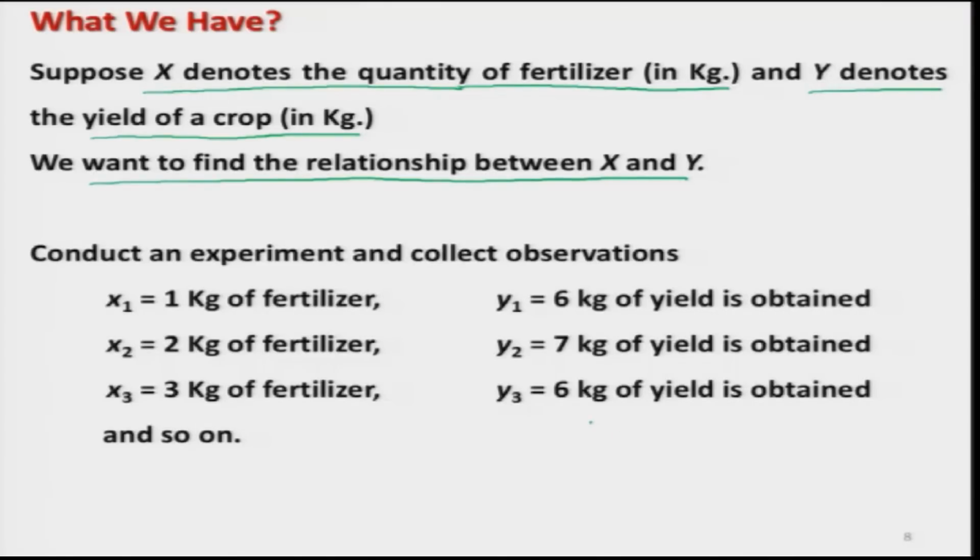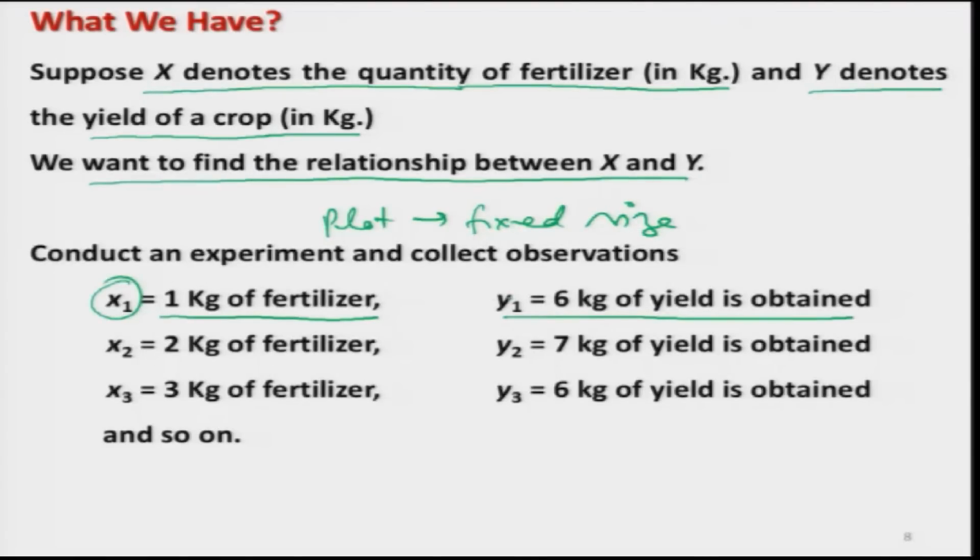So, now we conduct the experiment and collect the observations in the following way. Suppose I take a plot of some fixed size, I do not change the size of the plot, and then we put 1 kilogram of fertilizer in the field, and after some time we get, say, 6 kilograms of yield. This is going to give us the value of x1, and this 6 kg of yield is going to give me the value of y1.